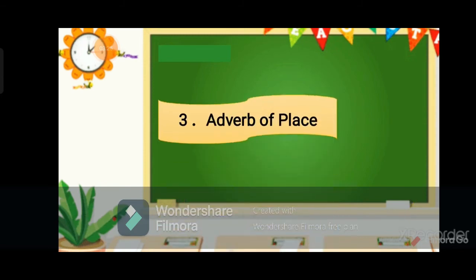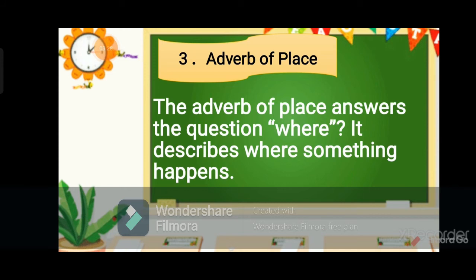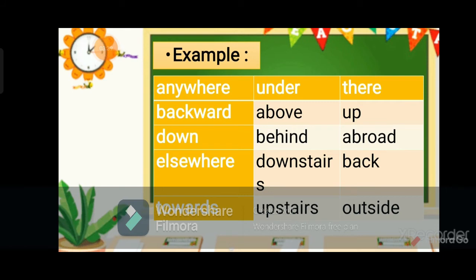The third kind of adverb is adverb of place. Adverb of place answers the question where. It describes where something happens. Here are some examples of adverbs of place: anywhere, backward, down, there, towards, under, above, behind, downstairs, upstairs, up, abroad, back, outside.